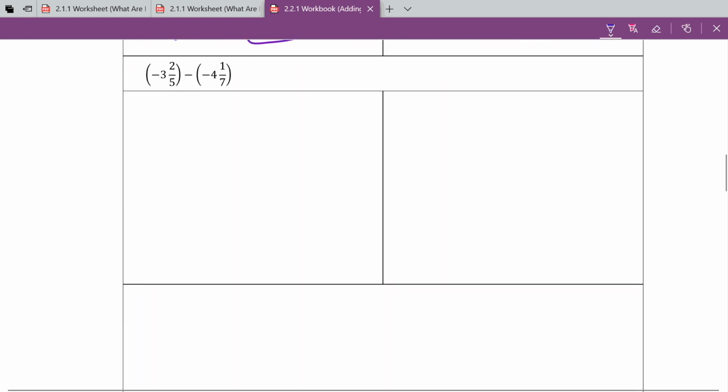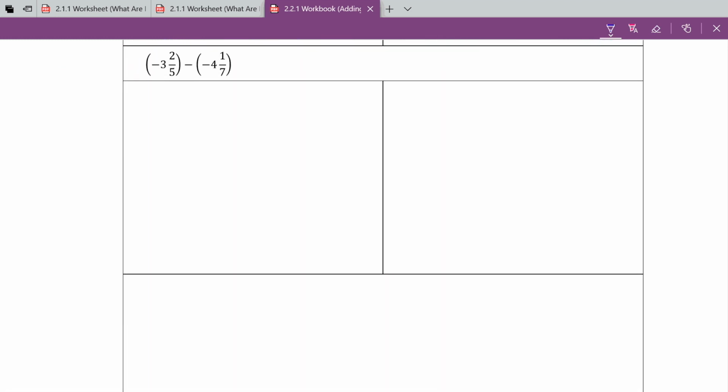Let's try another example. Let's do it both ways as well. And so we'll begin by converting each side into their improper fractional form. So on the left side, we'll get negative 3 times 5 plus 2 all over 5. Minus a negative is like adding, so we're going to put a plus operator. 4 times 7 plus 1 all over 7. And if we were to simplify that a little bit, we get what? Negative 17 over 5 plus, looks like 29 over 7.